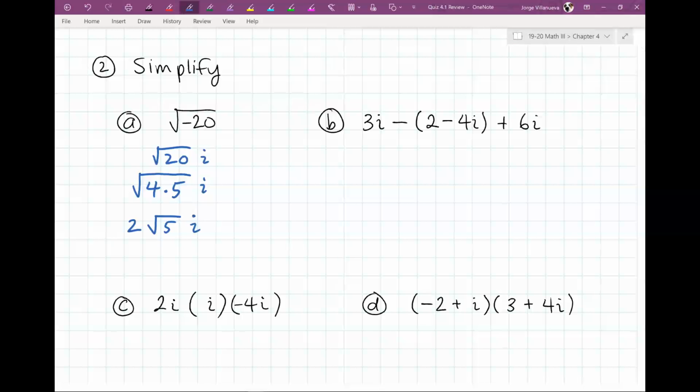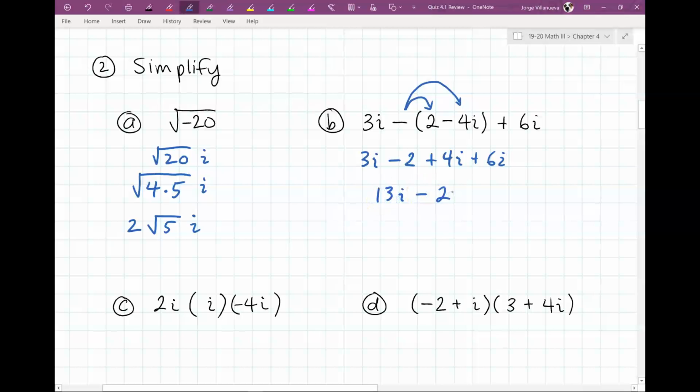Now, for part B, we're not doing any crazy multiplication. You are going to have to at least distribute that negative. Hopefully you notice that. There will be a question like this on the quiz tomorrow where you're going to have to distribute a negative into a parenthesis, so keep your eye open for that. So when I do this, this is just 3i minus 2 plus 4i plus 6i. Now, make sure that you see your like terms. So the 3i, the 4i, and the 6i are all like terms. So 3 plus 4 plus 6, that's going to be 13. So 13i, then you have your minus 2.